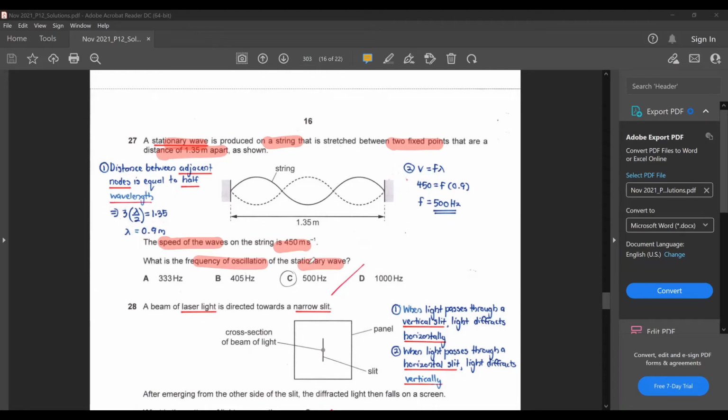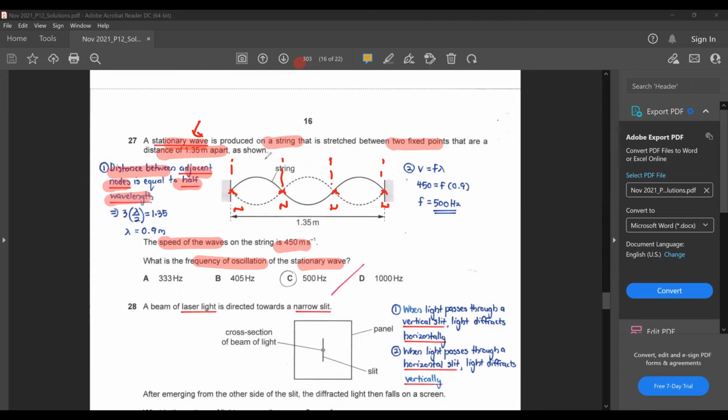This one is pretty straightforward. Again, they already told you that this is a stationary wave, and this is the pattern of the stationary wave that is formed. We know that the distance between adjacent nodes is always equal to half a wavelength. So here you can already identify how many half wavelengths you have. These are your nodes, right?